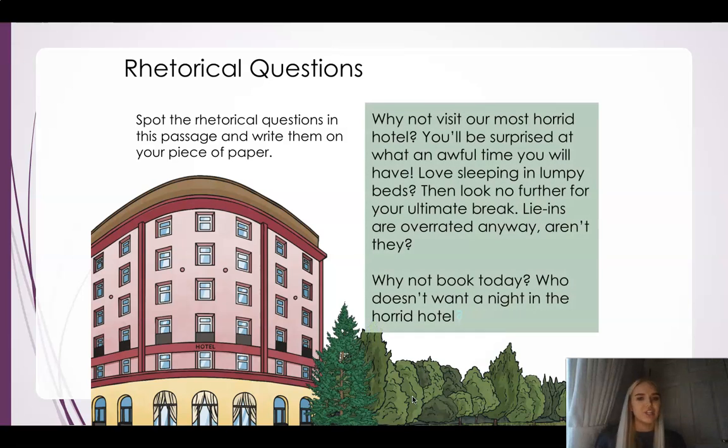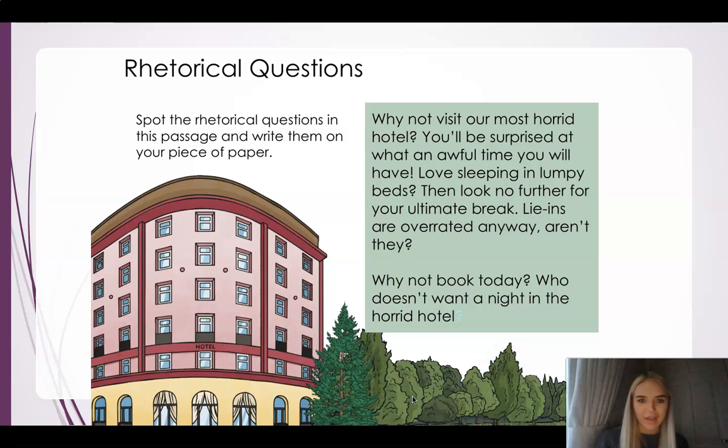Now I've got a passage here and I would like you to read the passage and spot any rhetorical questions, remembering what form of punctuation would come after a rhetorical question. I'll let you answer that one yourself. Read through the text. Don't worry about writing them on a piece of paper, but I do want you to make a note of them in your mind. Which of these questions are rhetorical questions? And also, how do they make you feel? Pause the video now and have a think.